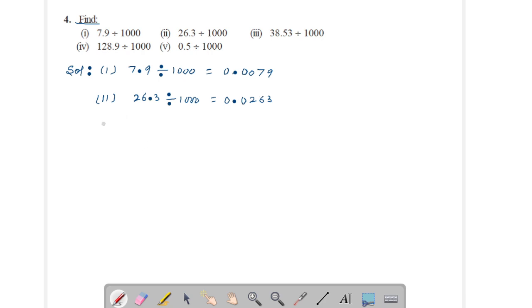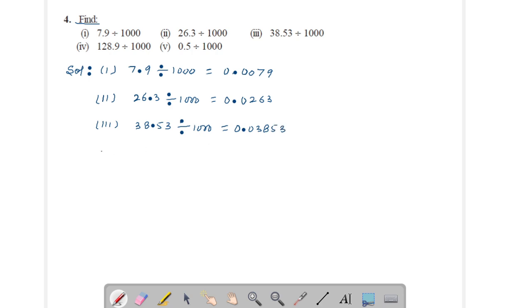Then come to the third part. It is 38.53 divided by 1000. In 1000 there are 3 zeros. Therefore, the decimal will shift towards the left hand side 3 digits. Your answer will be 0.03853.